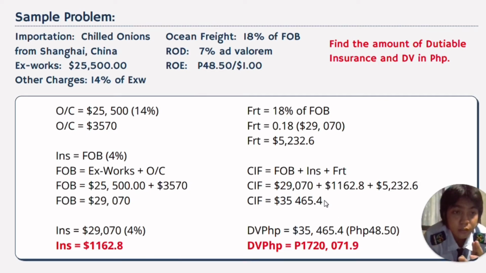Ang ROE niya 48.50 man. So 35,465.4 times 48.50, kay mao man yung rate of exchange. Ang answer kay DV in PHP, 1,720,071.9. Thank you sir.